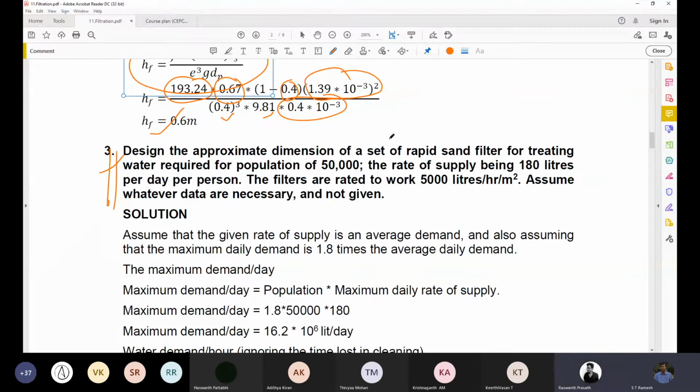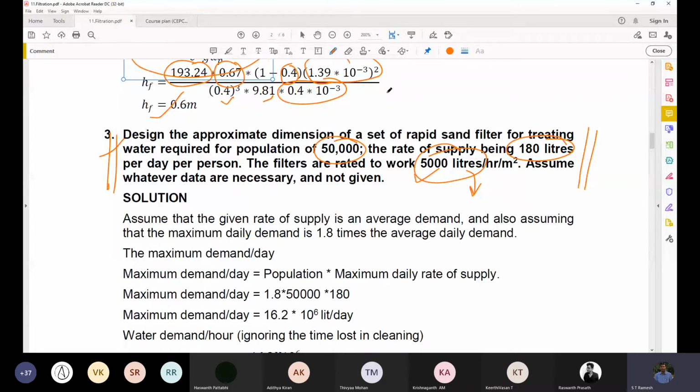Design appropriate dimensions of a set of sand filters for treating water required for a population of 50,000. The rate of supply is 180 liters per person per day, 180 LPCD. The filters are rated to work at 5,000 liters per hour per meter square. This filtration rate is given. Assume whatever data are necessary if not given. So please make a note of the 50,000 population with 180 liters of water per day per person, and the filtration rate of 5,000 liters per hour.